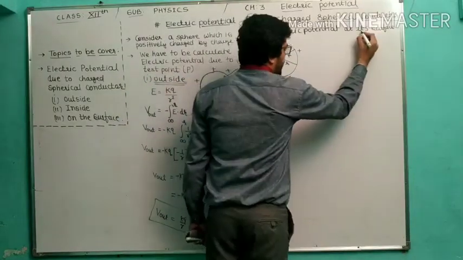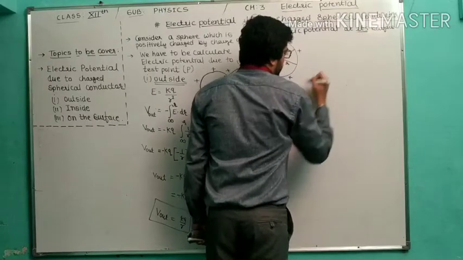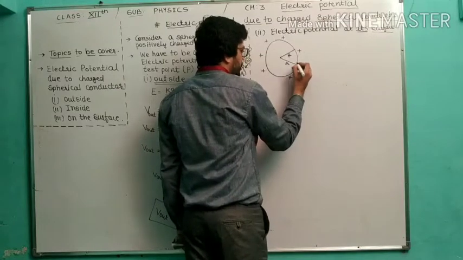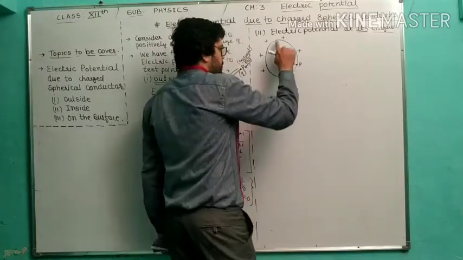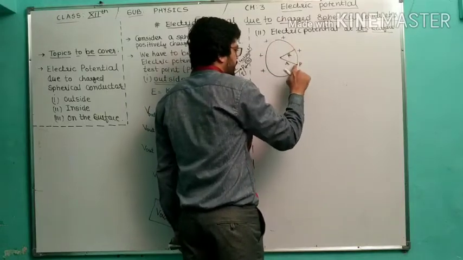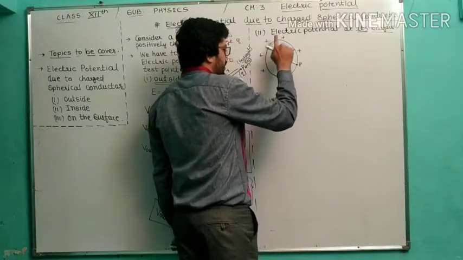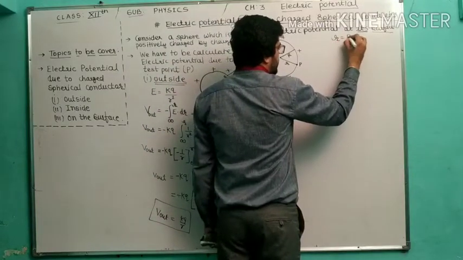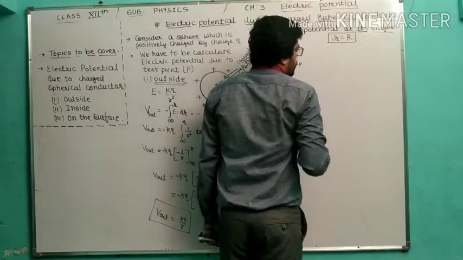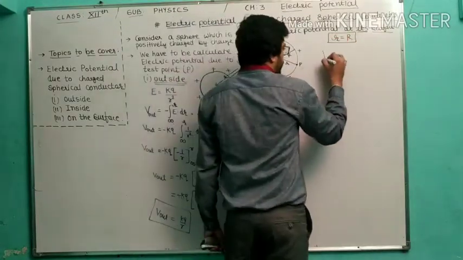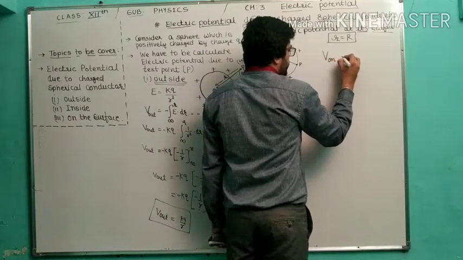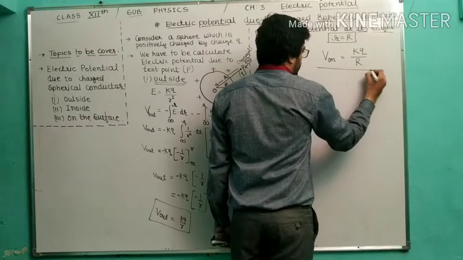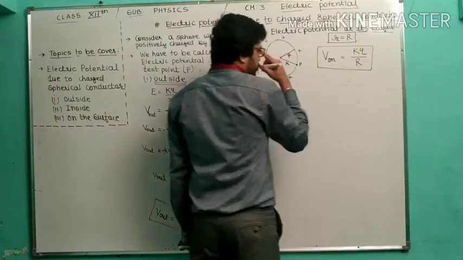Why at the same point? Because we are determining the electric potential at its surface. At its surface means we are taking the test point P on the surface of the conducting sphere. So capital R is equal to small r. Now we got V on the surface, which is kq upon capital R.